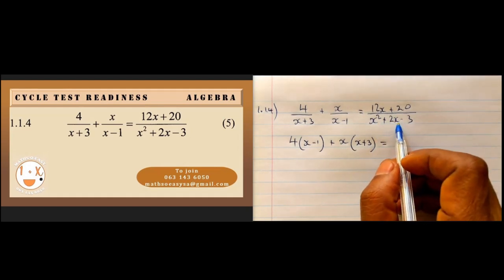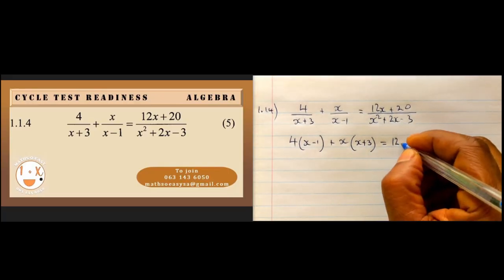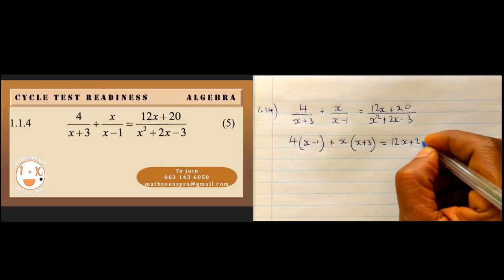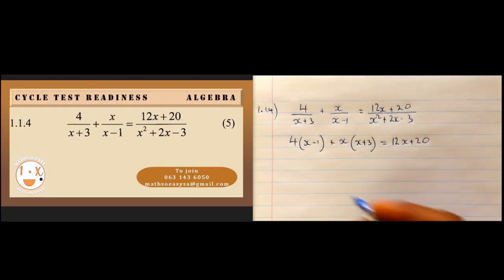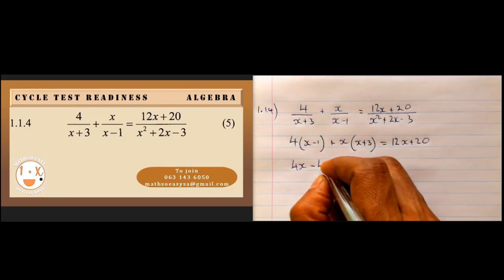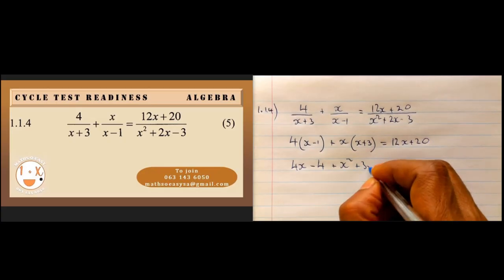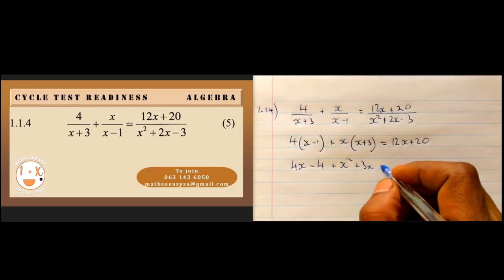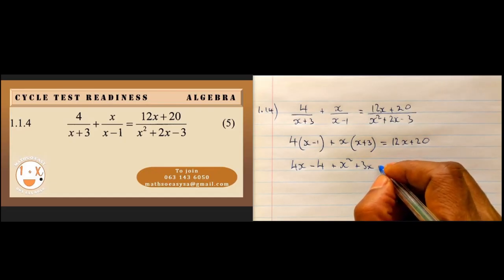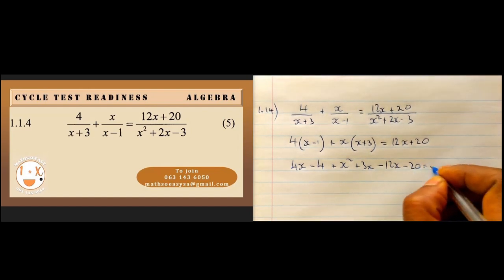This LCD is these two factors, so if I multiply by that, I'll only be left with the numerator. Then you are fast like that. So you have 4x, 4, then you have x squared, then you have 3x. Then what can you do? You can actually start to simplify even at this stage. You can say negative 12x, negative 20 equals to 0.